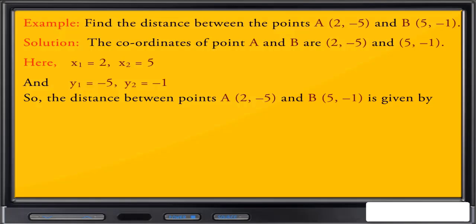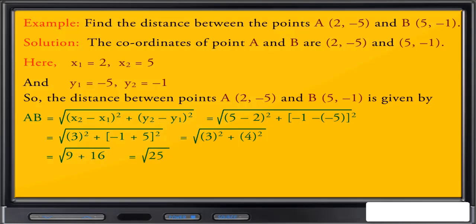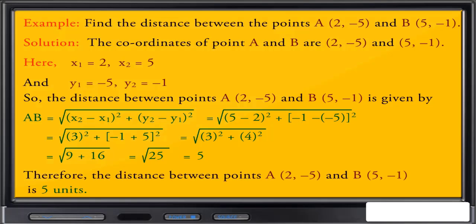So, the distance between the points A and B is given by AB is equal to under root whole square of x2 minus x1 plus whole square of y2 minus y1, which is equal to under root whole square of 5 minus 2 plus whole square of minus 1 minus 5. This gives under root 3 square plus whole square of minus 1 plus 5 is equal to under root 3 square plus 4 square, which gives under root 9 plus 16 is equal to under root 25 is equal to 5. Therefore, the distance between points A and B is 5 units.